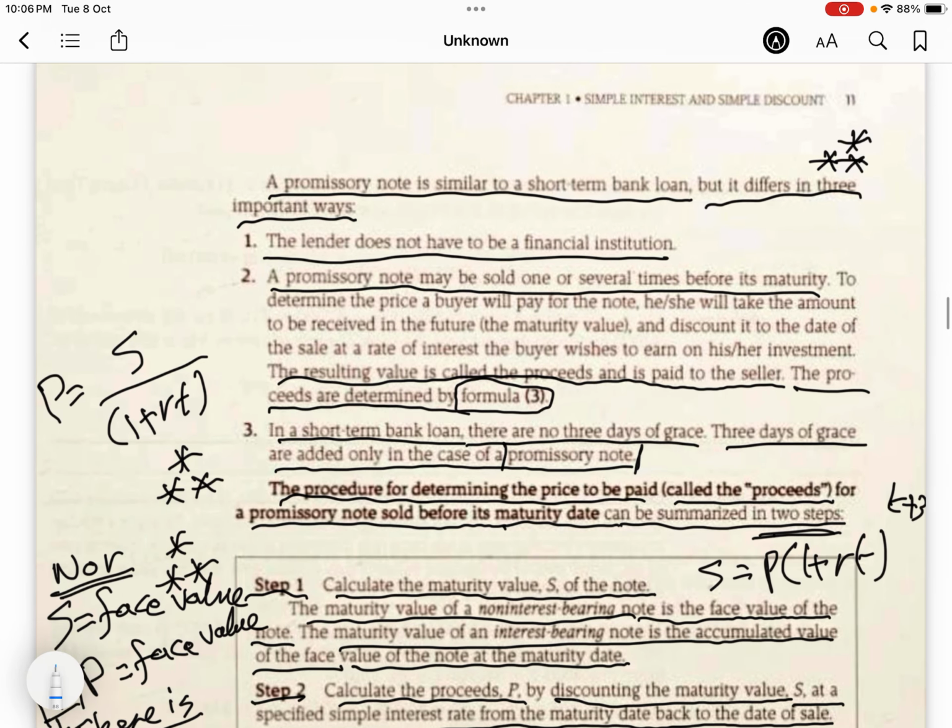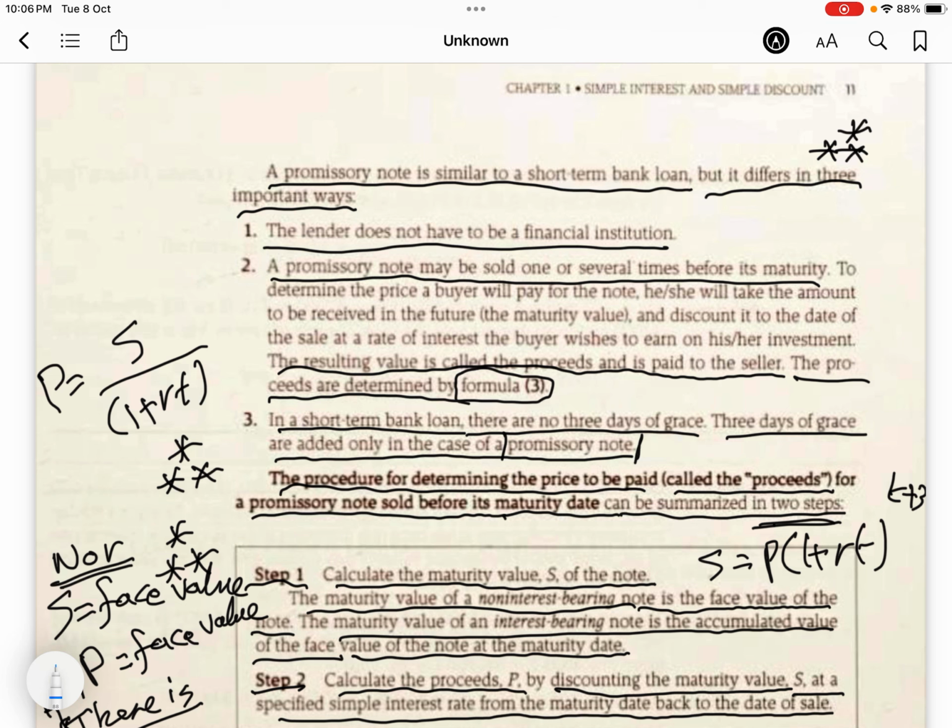A promissory note is similar to a short-term bank loan, but it differs in three important ways. The lender doesn't have to be a financial institution. A promissory note may be sold one or several times before its maturity. The resulting value is called the proceeds and is paid to the seller. The proceeds are determined by Formula 3.